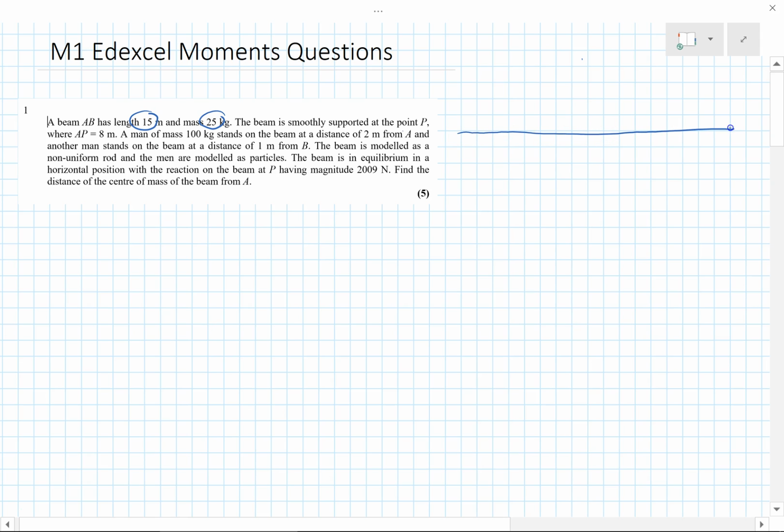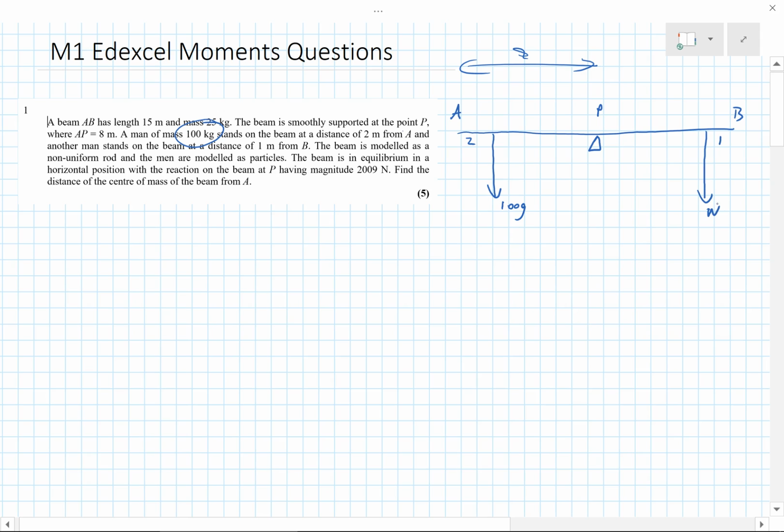So let's just draw a quick diagram. It says it's been supported at P, where AP is 8, but the whole distance is 15. So AP being 8, that distance there is 8, and the whole distance there is 15. We're also told that there's a man of 100 kilograms mass, or 100 g weight, who is 2 meters from A, so let's make it slightly further over to make it more like 2 meters. We're also told that there's some other man, whose weight we're not told, who is 1 meter from B.